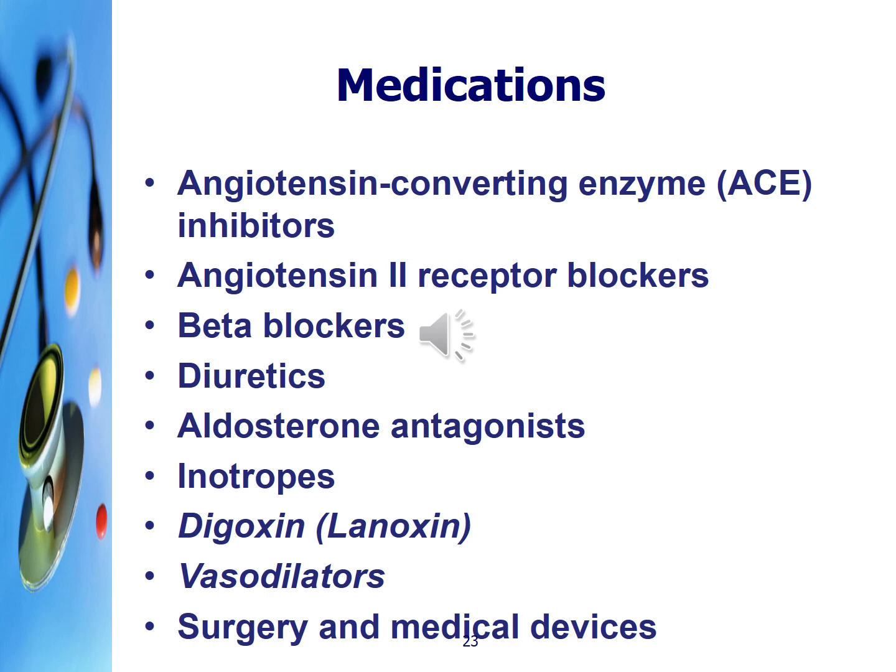Aldosterone antagonist, this is your Aldactone that you might see your patient on. Inotropes may be administered as well. These are IV medications used in patients with severe heart failure that's in the hospital, and it improves the heart pumping function and also helps to maintain the patient's blood pressure. Of course, digoxin, Lanoxin, is common.